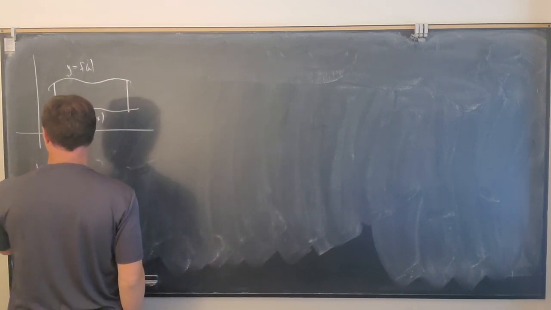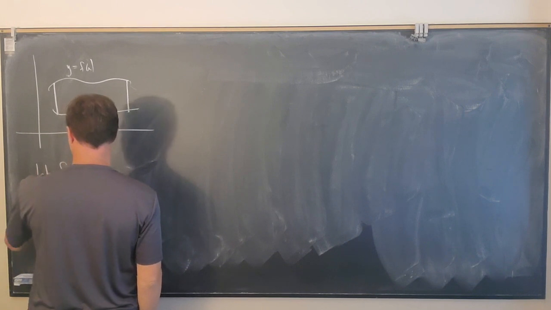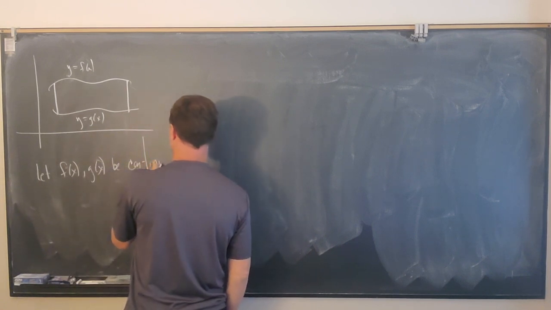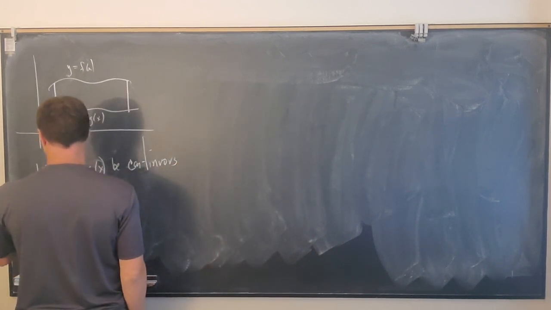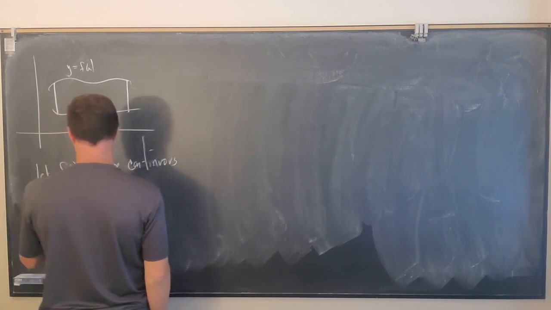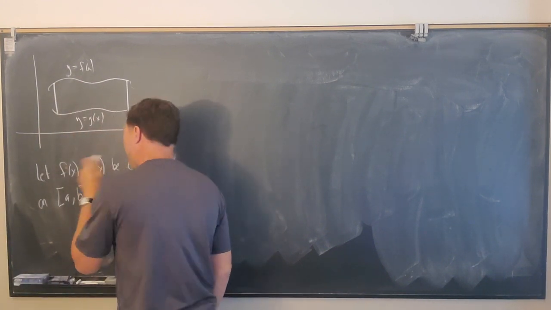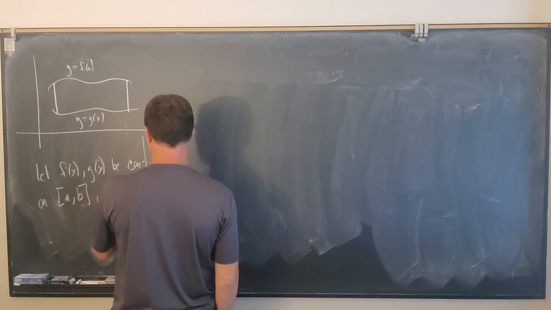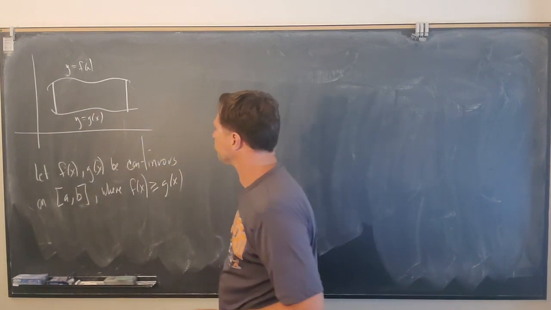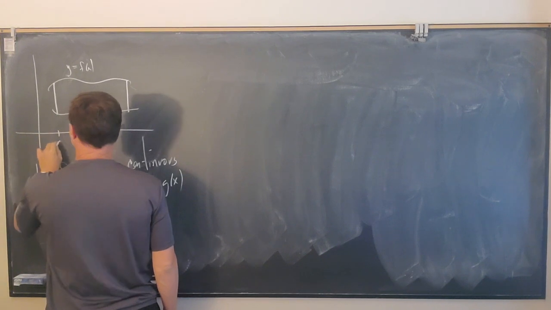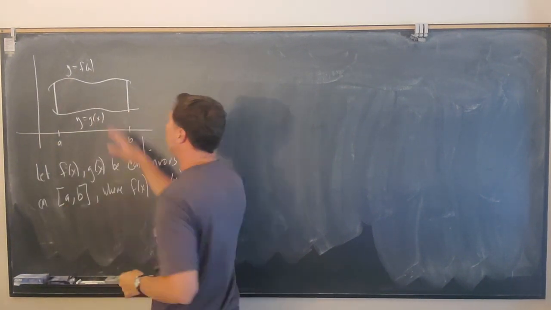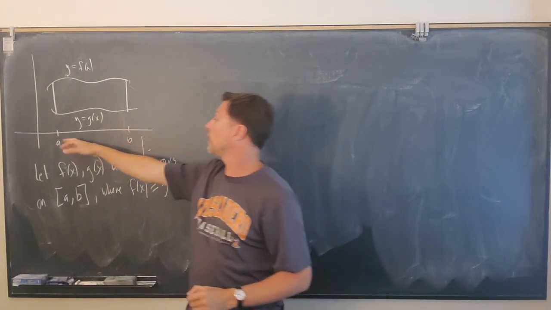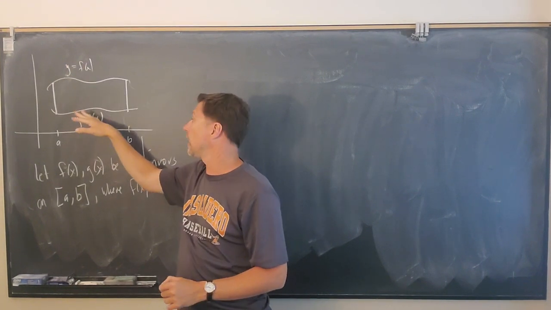Let's say f of x and g of x are continuous on the closed interval from a to b, and let's just assume that the graph of f of x is above the graph of g of x, so where f of x is greater than or equal to g of x. In the diagram, we have f of x here, we've got g of x here. We're looking at the region that lies over the interval from a to b, below the graph of f, and above the graph of g of x.